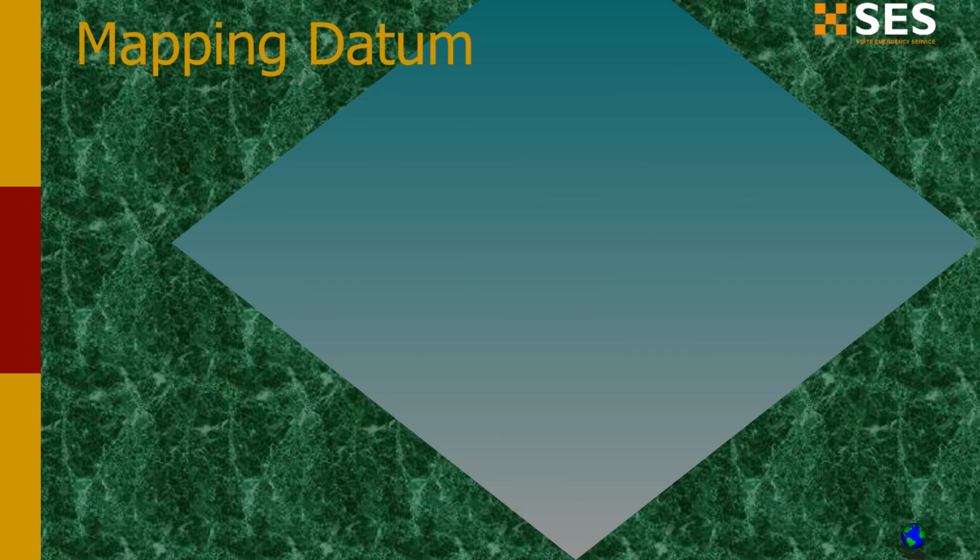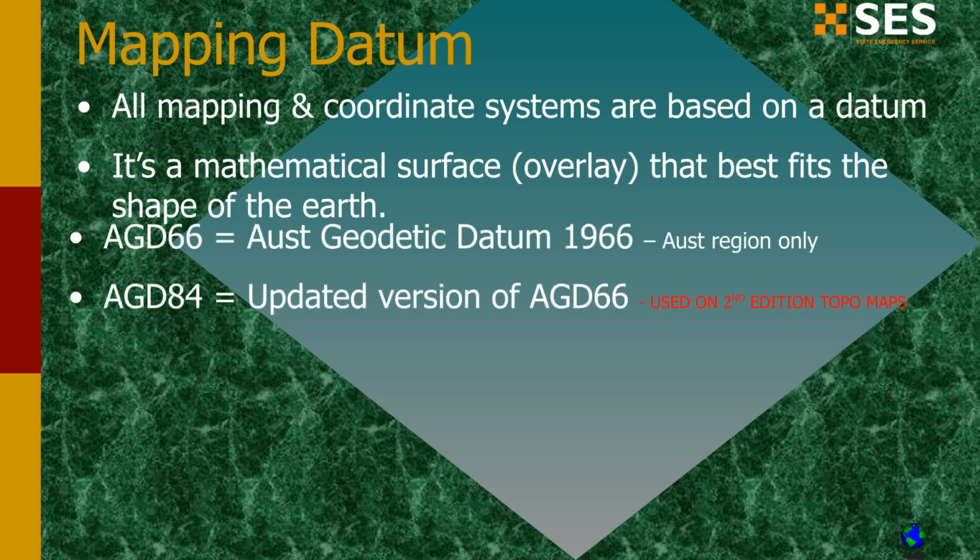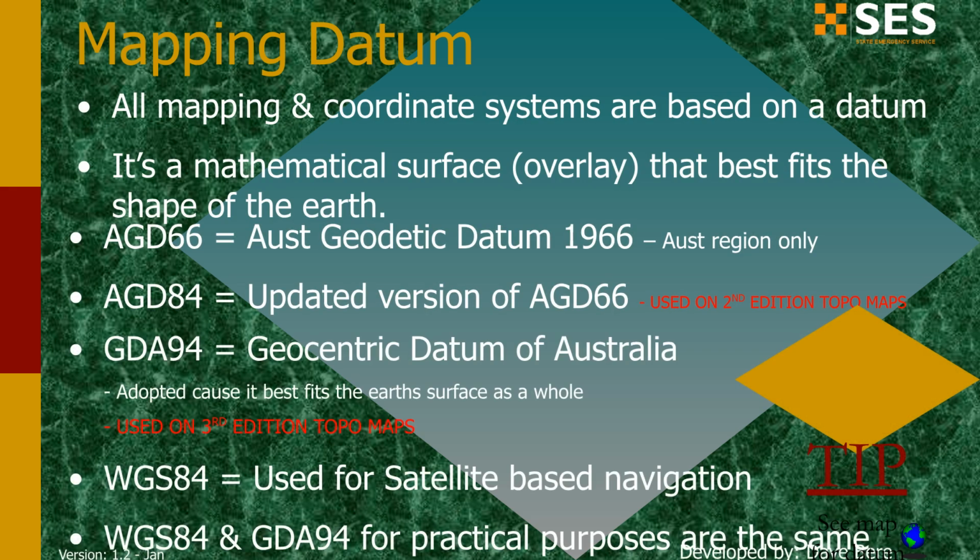All mapping and coordinate systems are based on a datum, a mathematical surface that best fits the Earth's shape. Key datums include AGD 66, AGD 84, GDA 94, and WGS 84, which is used for satellite navigation. GDA 94 and WGS 84 are practically the same.